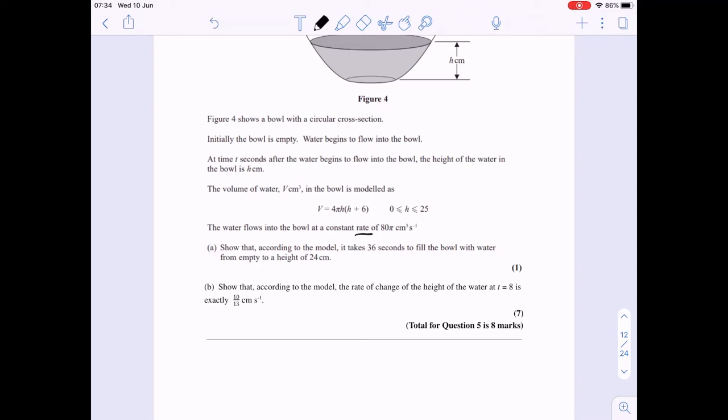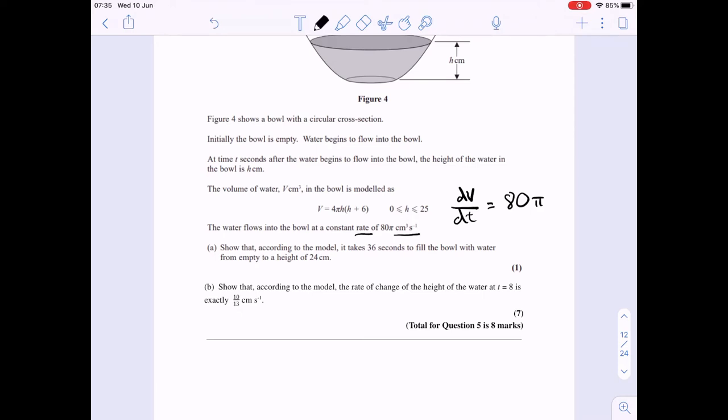Now, rate is always a key word to do with time. We can also actually use the units here. So centimeters cubed is volume, so this is going to be dV over, and then seconds is time, so dV by dt we can read off as 80 pi straight away.